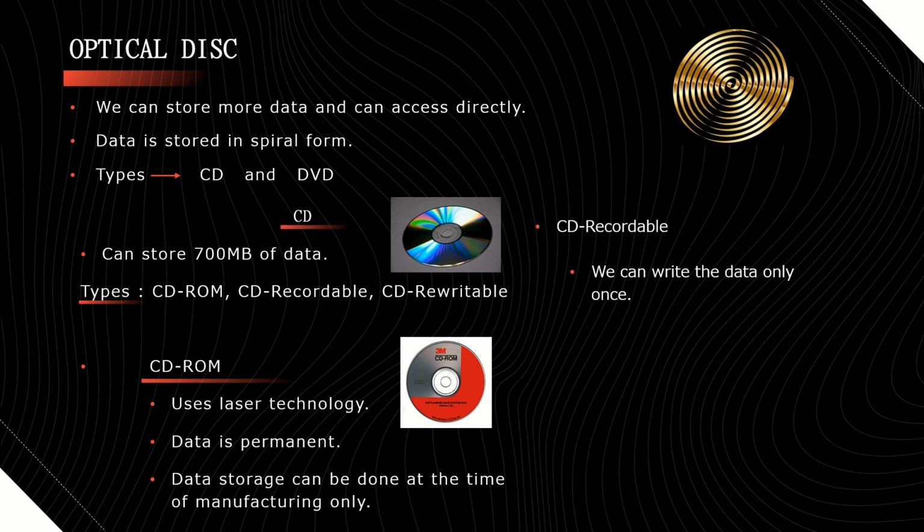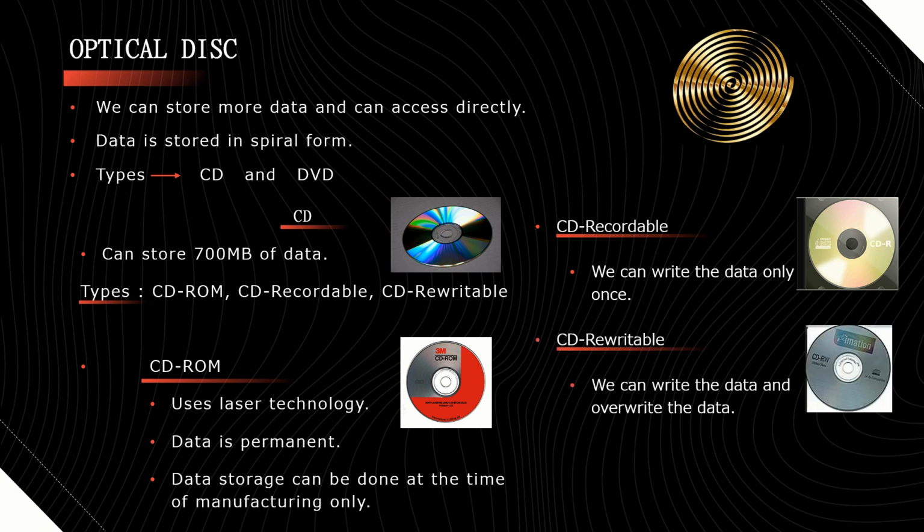CD recordable. By using this type of CD, we can write the data only once. We cannot delete the data and also we cannot change the data. But we can access the data a number of times. CD rewritable. By using these, we can write the data and also we can overwrite the data. A number of times we can do the modifications.